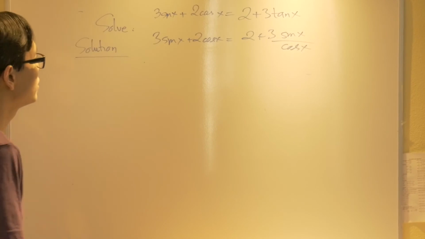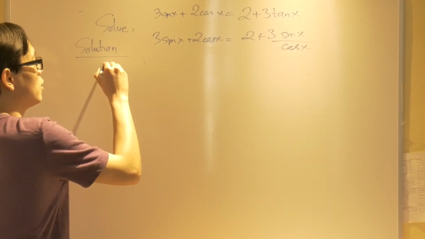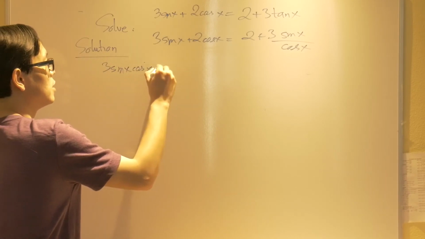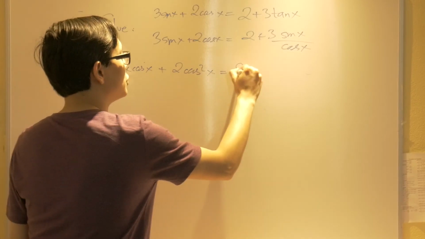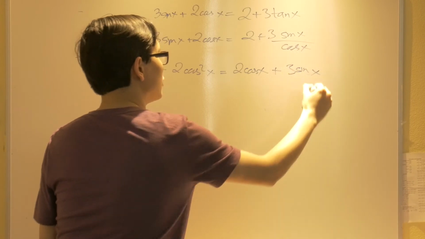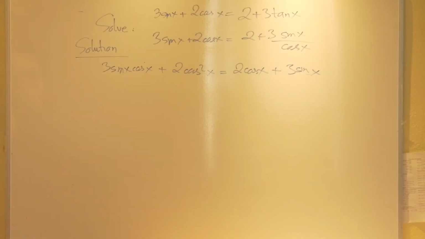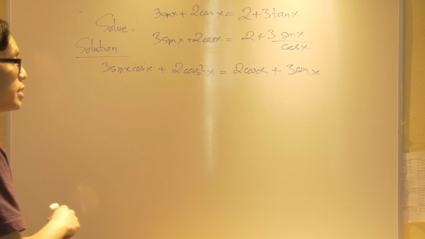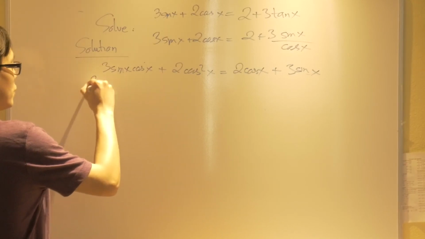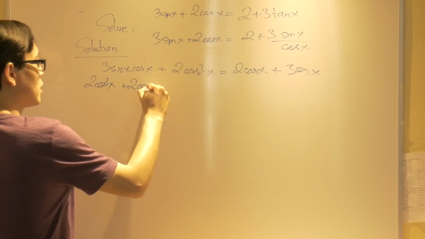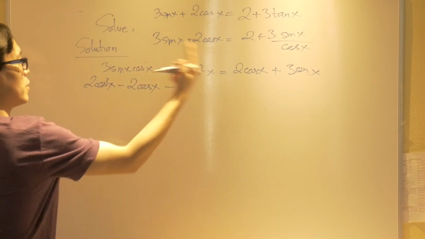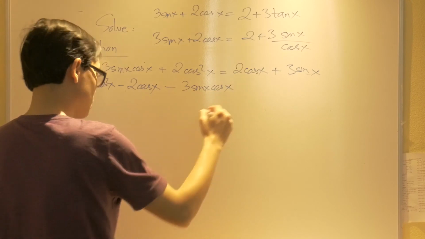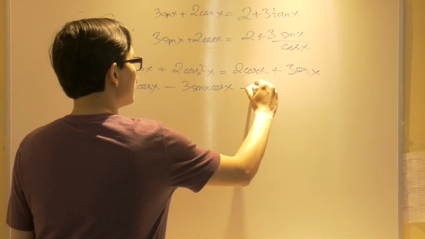Okay. Then I find the least common denominator for all the terms. So it becomes 3 sine x cosine x plus 2 cosine square x equal to 2 cosine x plus 3 sine x. So I find the LCD, multiply the top and bottom by cosine, then I throw away the cosine. So I bring everything to the left hand side. Let's see if we can factor something or not, okay? So I have 3 cosine squared plus 2 cosine x, plus, oh, this is minus, sorry, we gotta bring over here, 3 sine x cosine x, minus 3 sine x equal to 0.